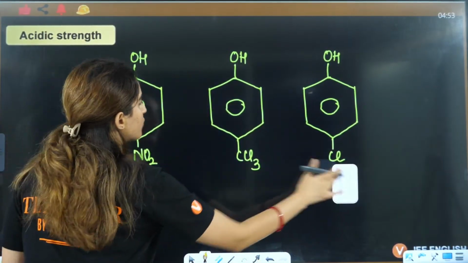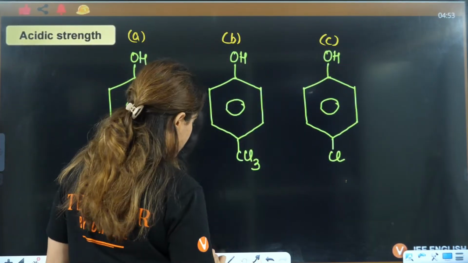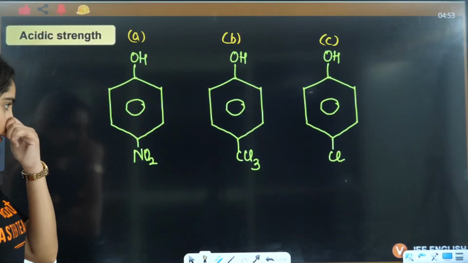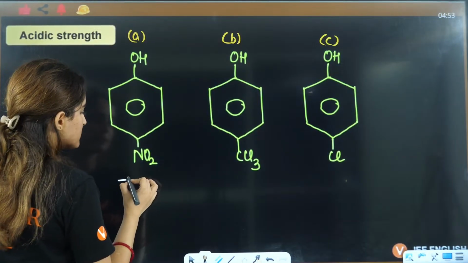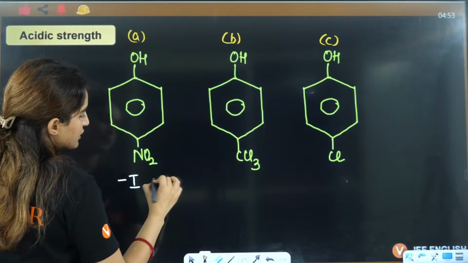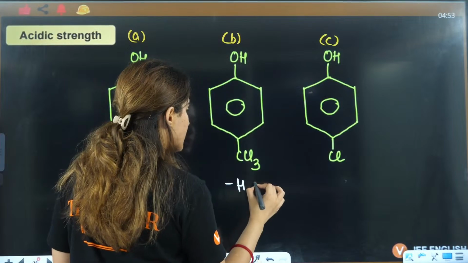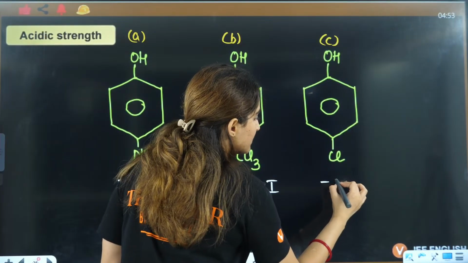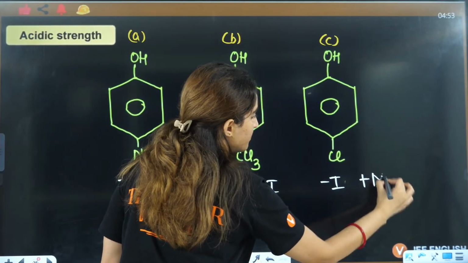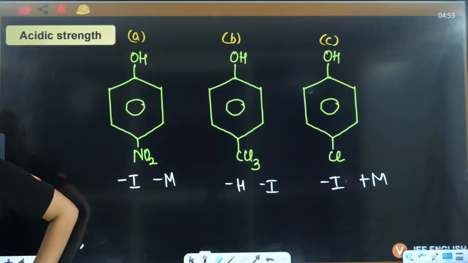Now, next you have A, B and C. I'll write A, B and C here, because here I'm going to write the effects. Tell me one thing, what are the effects that it can show? I have already told you this will be minus I and this will be minus M. And here it will be minus H and this will be minus I. And here it will be minus I and plus M. And on the para position, all the effects are valid, right?